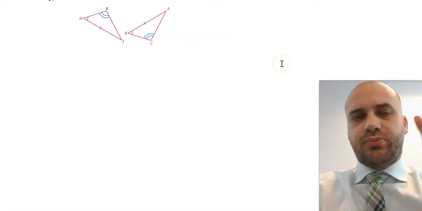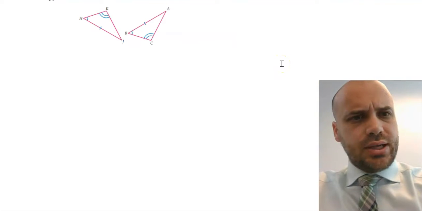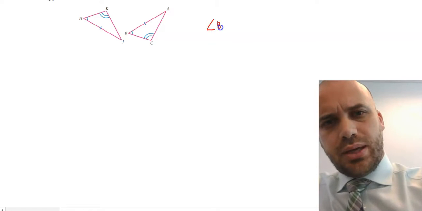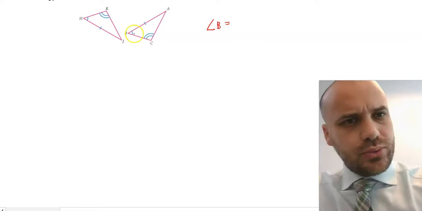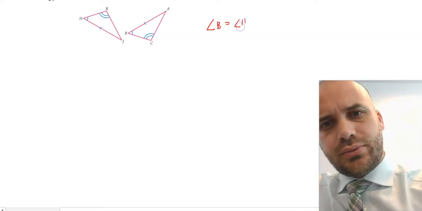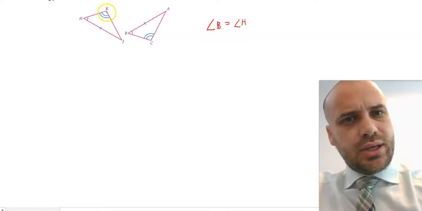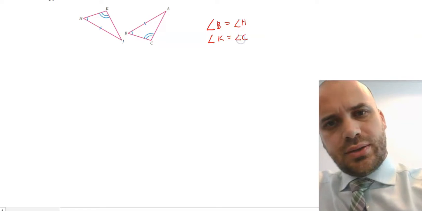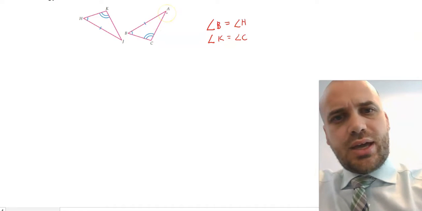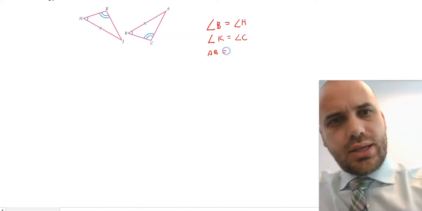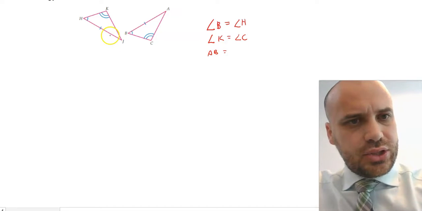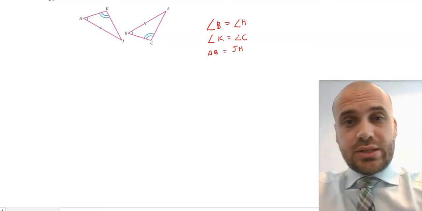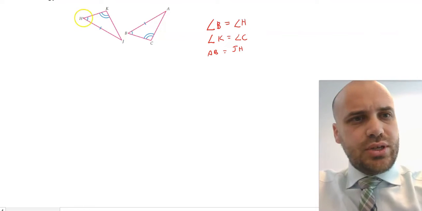Now, how can we figure out that these are congruent? Well, let's take a look. We can use a shortcut here, and we can say that angle B is equal to angle H. We can say that angle K is equal to angle C. And finally, we can say that length AB is equal to length JH. So I've got two angles and a side. That's certainly going to be enough information. Do things in the right order here.